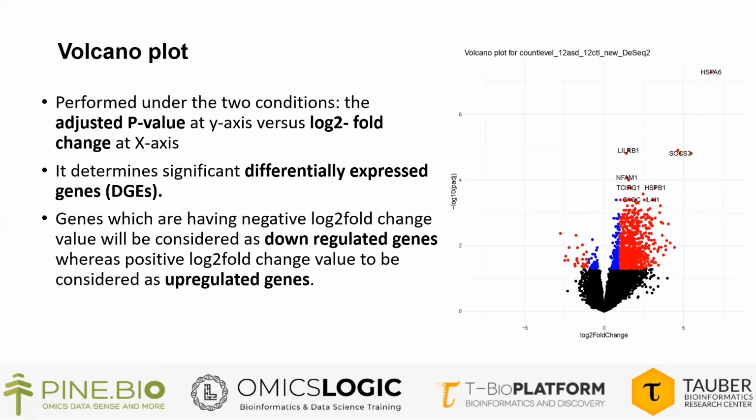The blue area represents significant genes, and the red area represents significant differentially expressed genes. Genes which have a negative log2 fold change value will be considered as downregulated, whereas a positive log2 fold change value is considered upregulated. Basically, the higher the gene in the plot, the more significant it is.